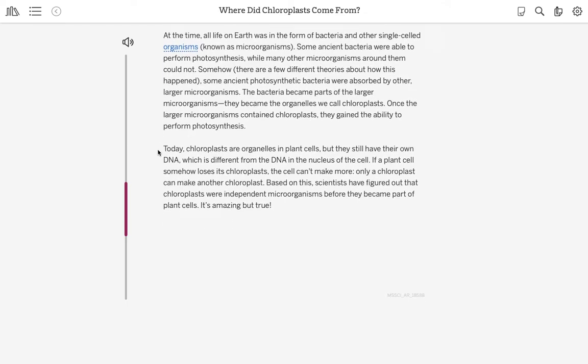Today, chloroplasts are organelles in plant cells, but they still have their own DNA, which is different from the DNA of the nucleus of the cell. If a plant cell somehow loses its chloroplasts, the cell can't make more. Only a chloroplast can make another chloroplast. Based on this, scientists have figured out that chloroplasts were independent microorganisms before they became part of plant cells. It's amazing, but true.